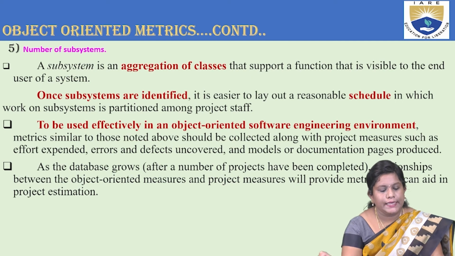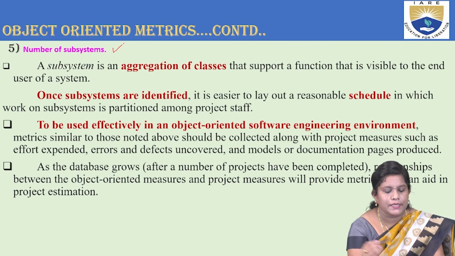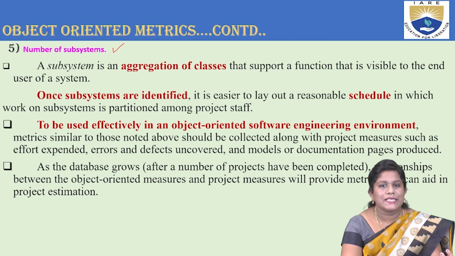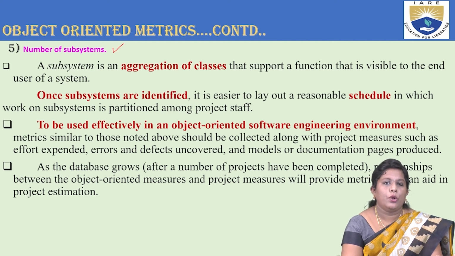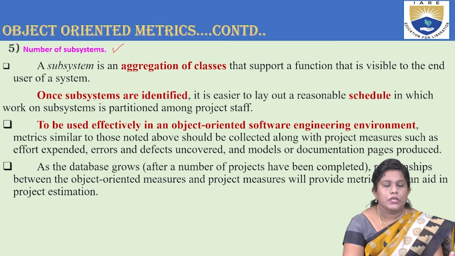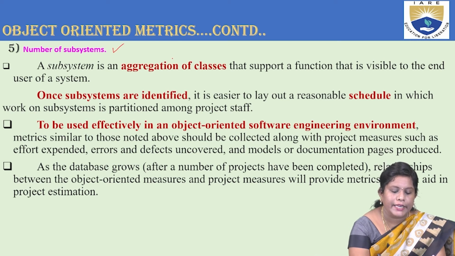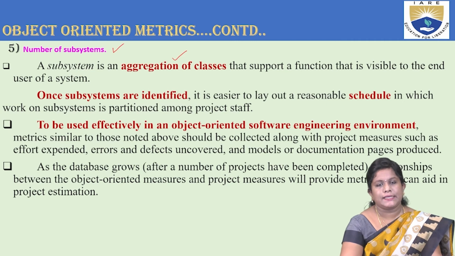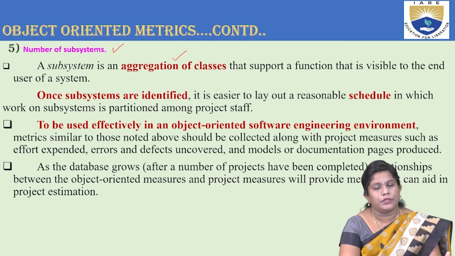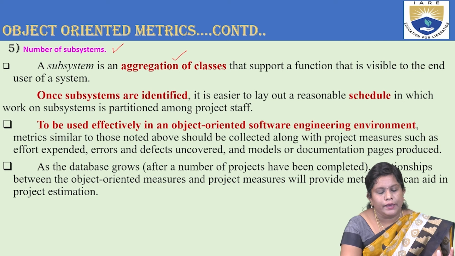Moving to the 5th category, that is the number of subsystems. As we all know, what is a subsystem? The name itself says sub, meaning it is below an original system, right? So a subsystem is an aggregation of classes which support a function that is visible to the end user. So I repeat, subsystems are an aggregation of the existing classes and they give us a complete picture, that is, the end user picture will be given.